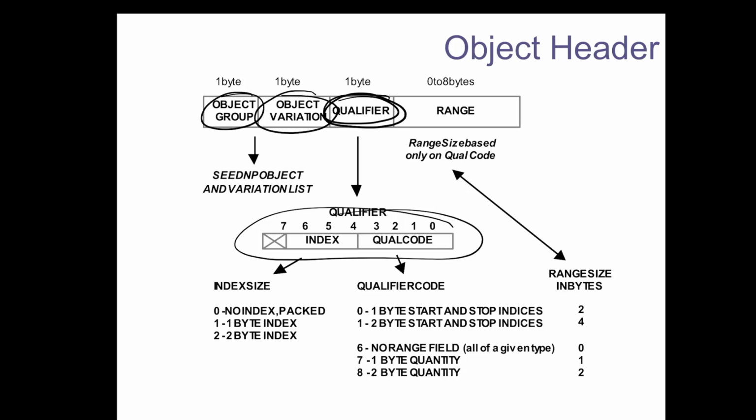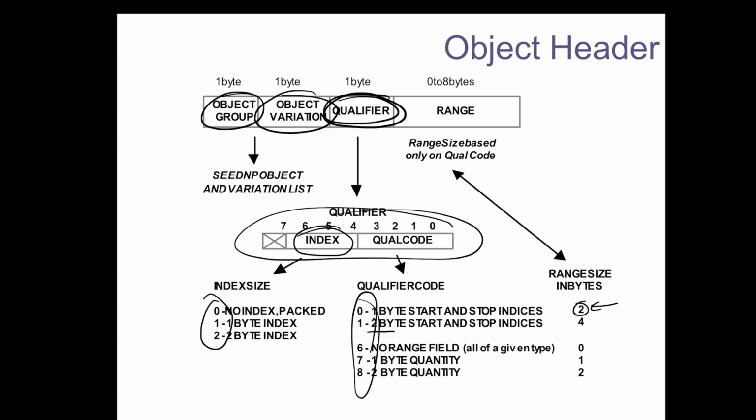But qualifier, you break it out into the first 3 bits that are indicating a value of 0, 1, or 2, and the second 4 bits that are indicating a value of 0, 1, 6, 7, or 8. Those are the only combinations there. And then those actually indicate the size of the range field, right? So think about it. If you were indicating a 1 byte start address and a 1 byte stop address, how many bytes would that take to represent that? 2 bytes. A 1 byte start and a 1 byte stop.